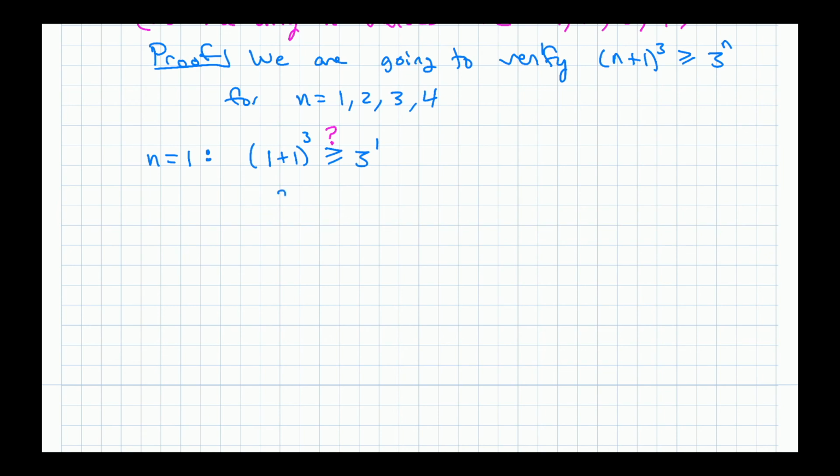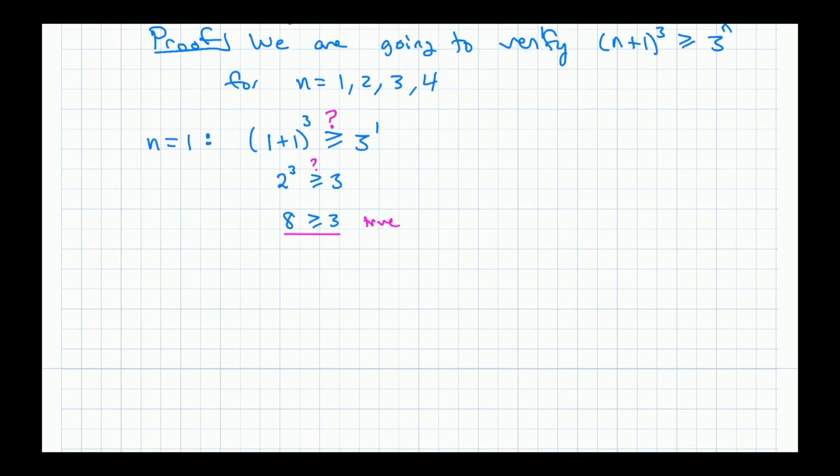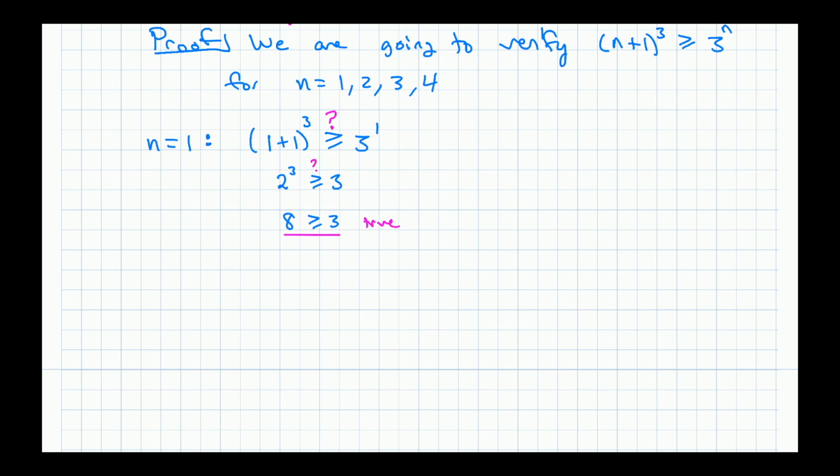So the next line would be 2 to the 3 greater than or equal to 3. So that is 8 greater than or equal to 3. So I would put a question mark over this one because I don't know if that's true. But then at the bottom, I see here that it's true. So true. Okay. And then we just do that for the other cases.